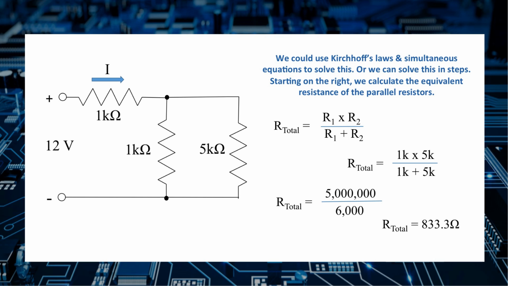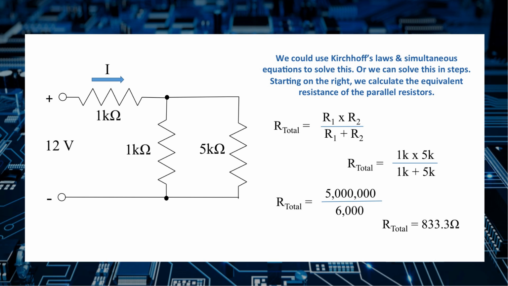Here we have a 12-volt power source and a combination of series and parallel resistors: a 1K resistor in series with a 1K, 5K parallel resistor pair. So let's reduce the circuit to something simpler that we can deal with. We'll start on the right side of the circuit and reduce the two parallel resistors to a single equivalent resistor.